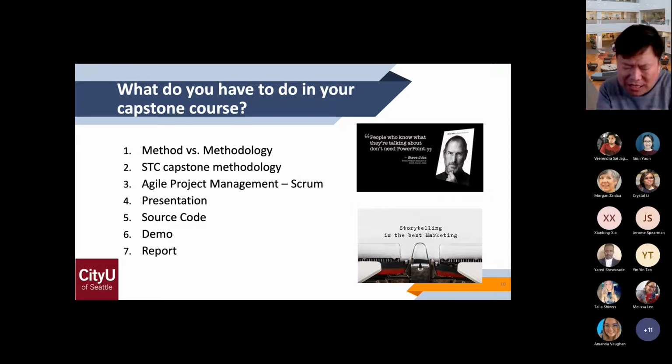Also, in class, we have a standup meeting. Online, you are simulating that, but you have to show every week that your project is growing. Of course, look at Steve Jobs. You know, you need to be a storyteller. Many students got confused, just copied everything from the report to put into the presentation slides. No, that's a disaster. You should not do that.